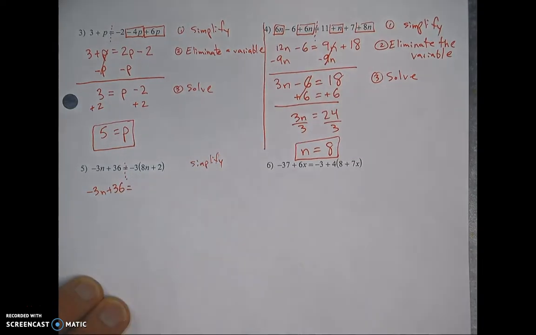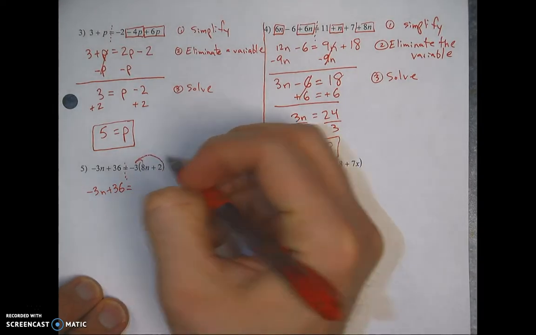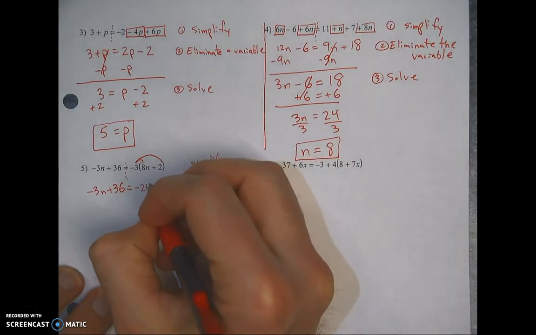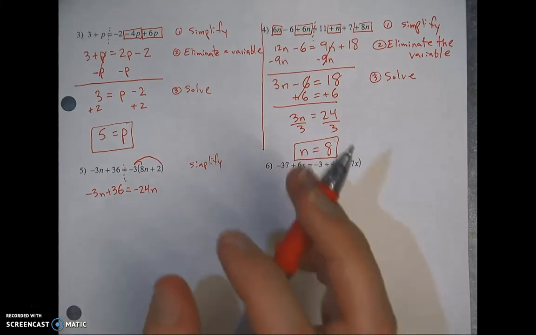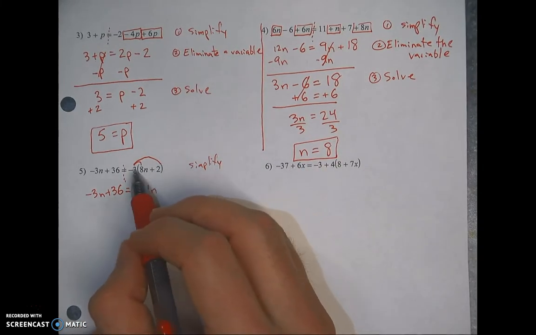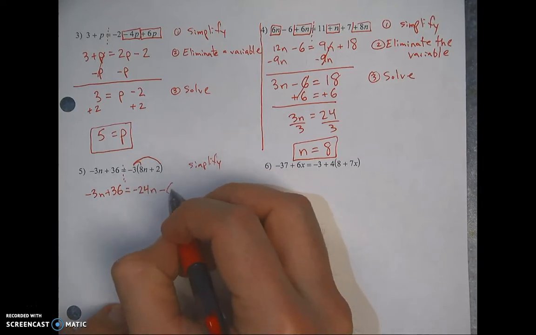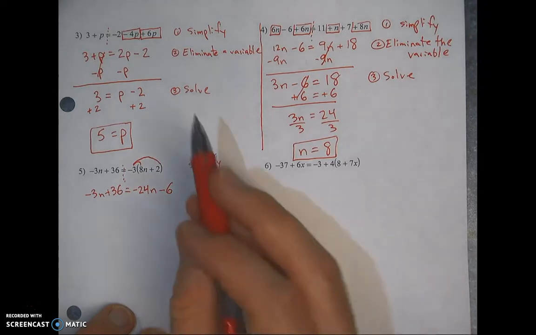But on the right side, I do need to get rid of parentheses so that I have all my terms separated. So I'm going to distribute that negative 3 to both of them. So this is negative 24n, and then a lot of people will just write plus 2. We know better, right? We're going to multiply that 2 by the negative 3. So that's going to get me a negative 6, which I write as a minus 6.